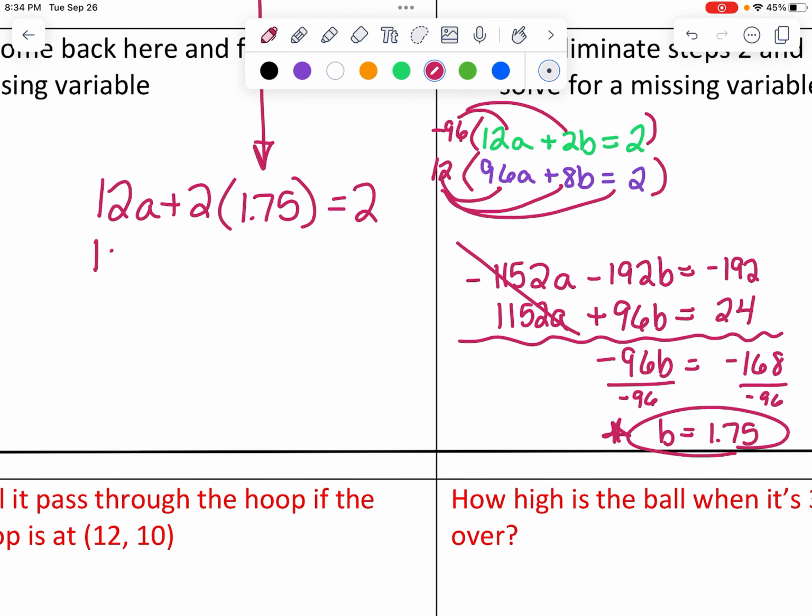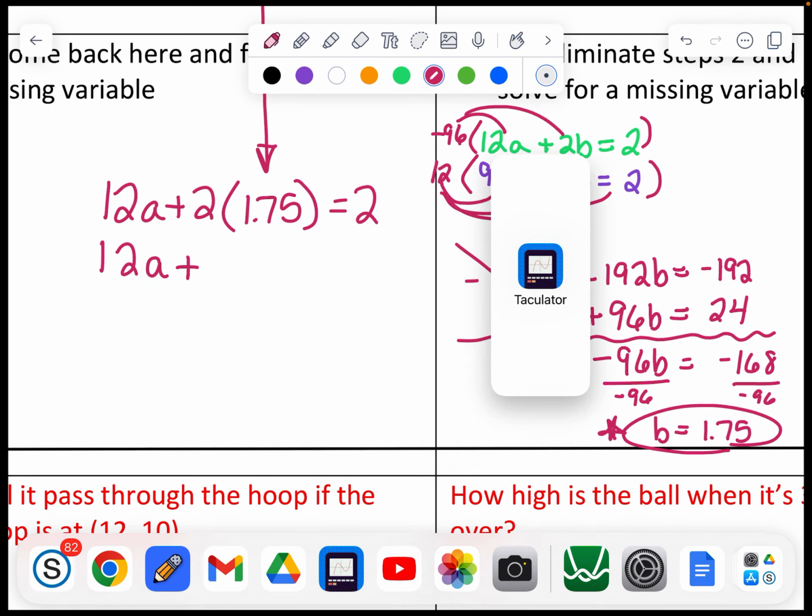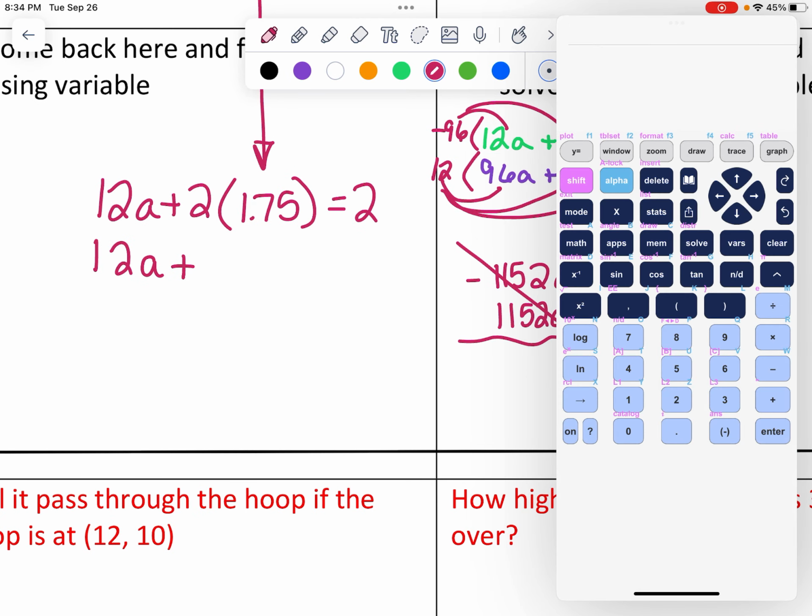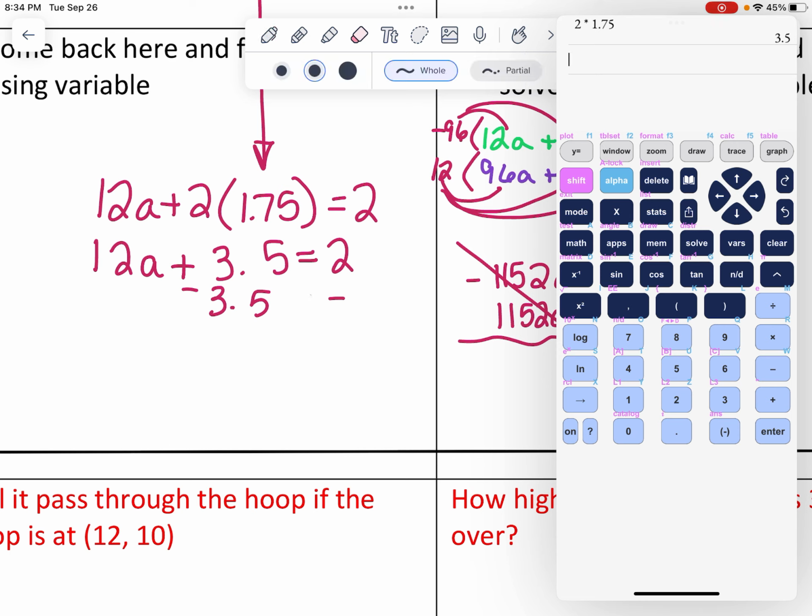And that's going to be 12A plus, let's just double check since I don't have my answer key with me. I don't want to do anything dumb. What do I get? 3.5. I would subtract 3.5. Sorry, I don't know why I wrote equals there.